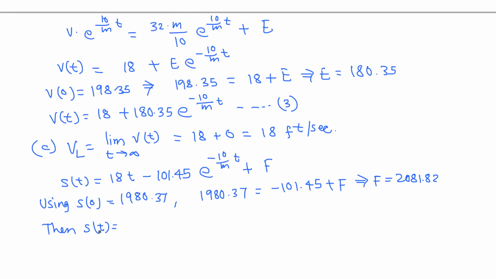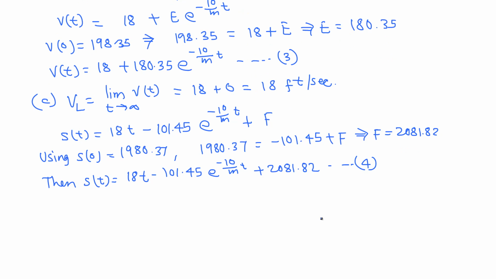Substitute back here, then we get the height for the second part. At any time the distance traveled or the position of the height is 18t minus 101.45 e raised to negative 10 over m t plus 2081.82, equation 4.